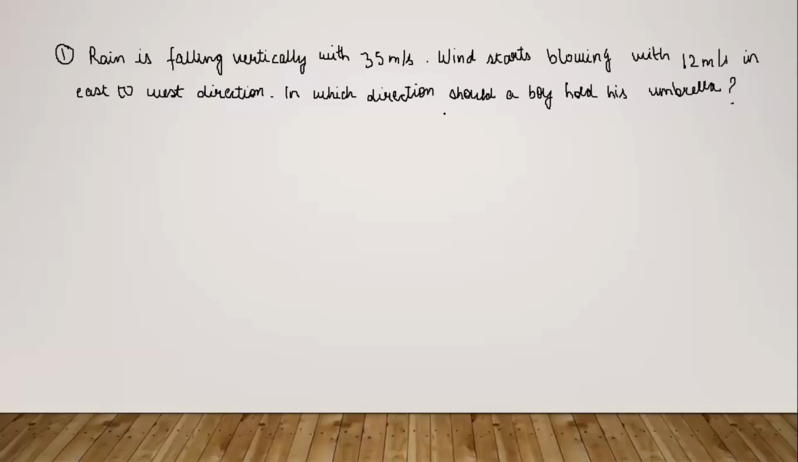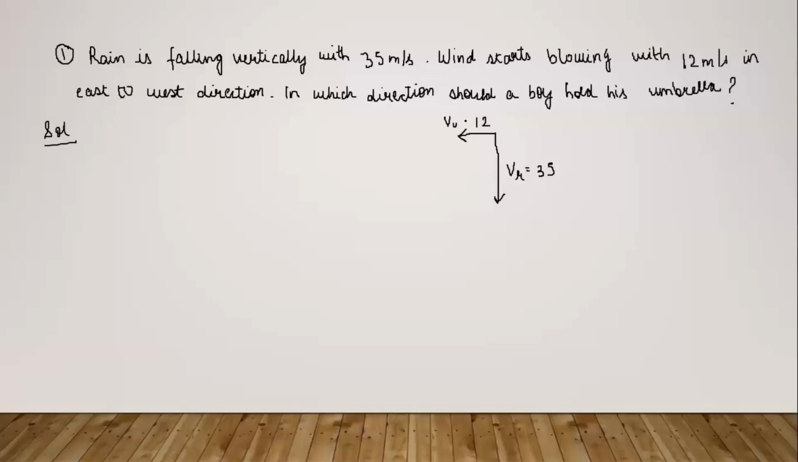So in such questions, you should always remember that first we should draw a vector diagram so that we are not getting into any confusion. First, it's given that the rain is falling vertically with 35 meters per second. That is, this is VR, it's 35. Then the wind is flowing from the east to west direction. That is, wind is flowing in this direction, and it is 12 given.